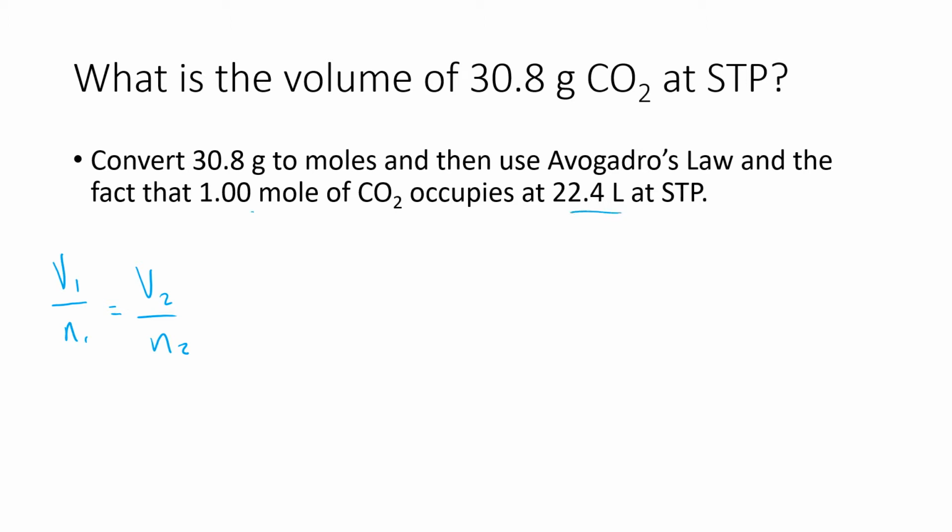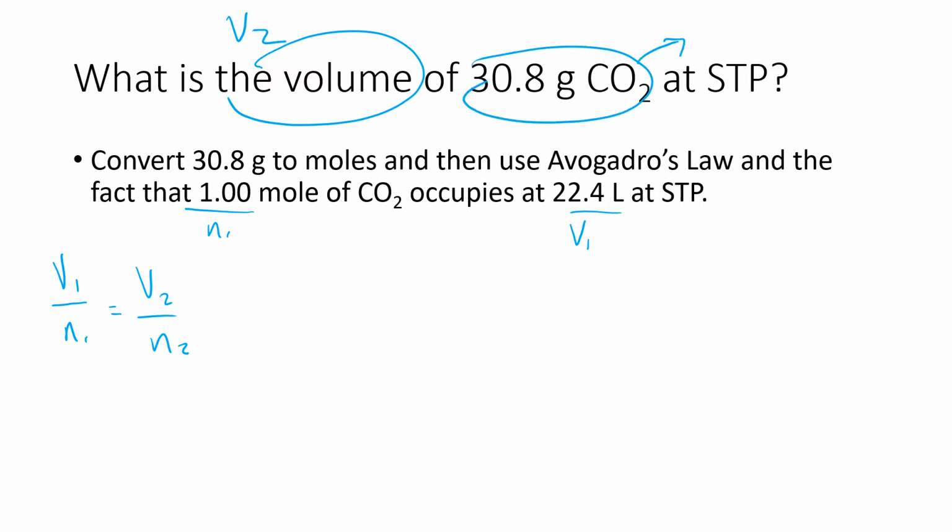These two are grouped together. 1 mole at 22.4 liters, so we can make this one my N1, this my V1. And we're trying to find the volume, so this is going to be my V2. After you convert this to moles, this will become your N1 eventually. Do not plug in 30.8, you're going to mess it up. V2 N1 equals V1 N2. So then let's solve for V2.